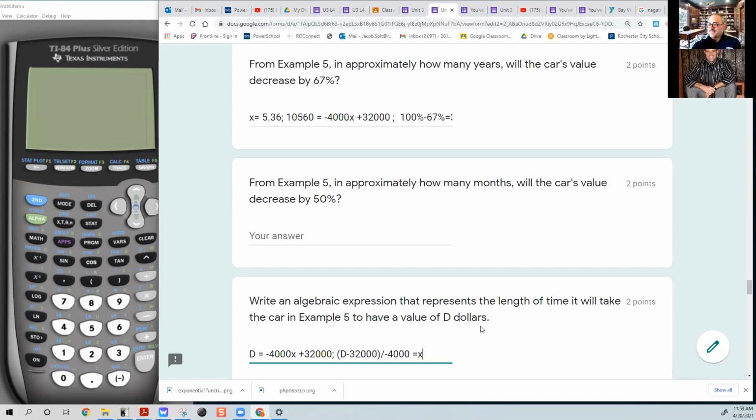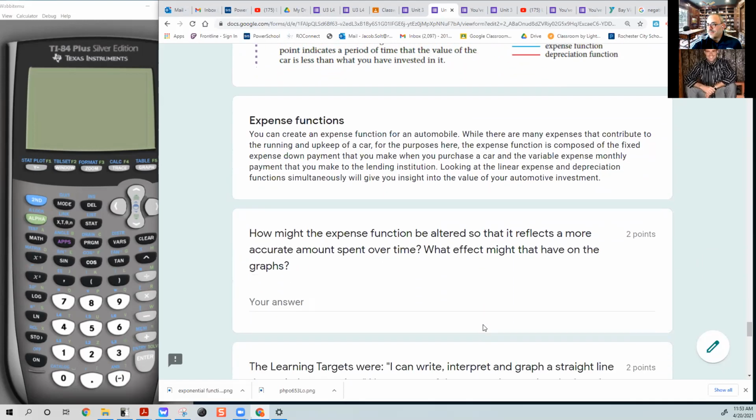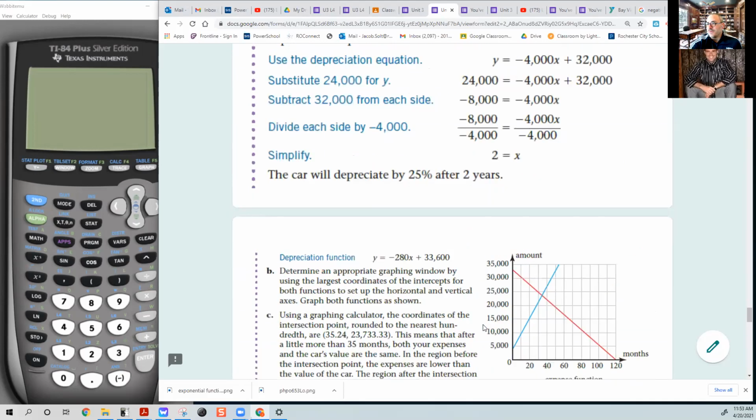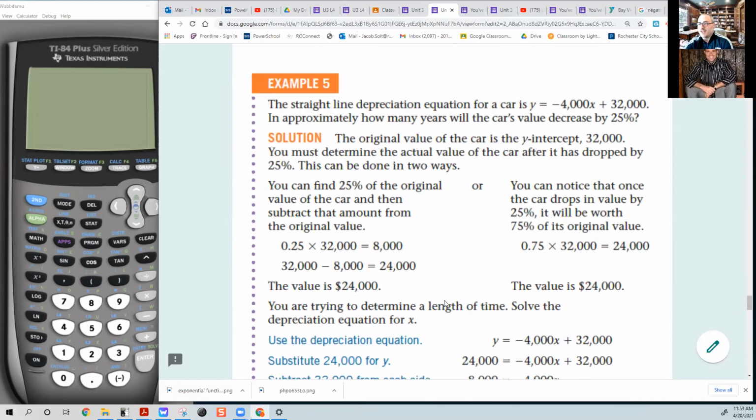All right. Example 5. This should be the last example. Please tell me it's the last example. I think so. Yes, we're almost done with this thing, people. We are almost done. Okay. Woof. Anybody else tired? I'm tired. All right.